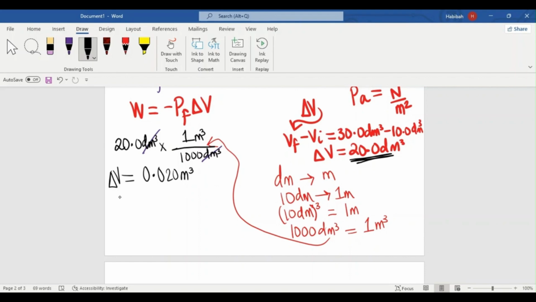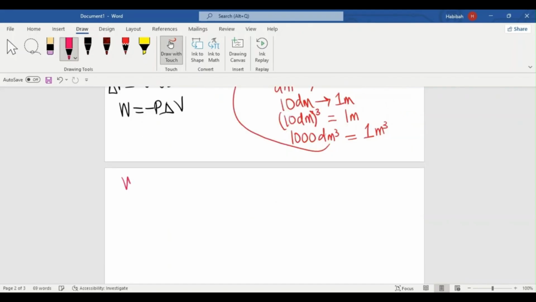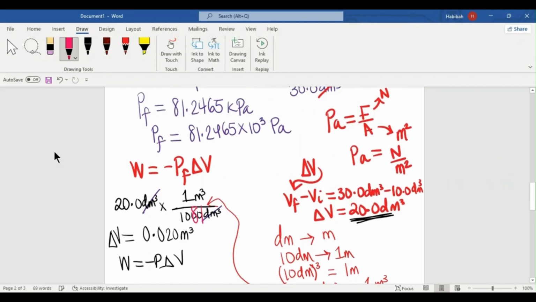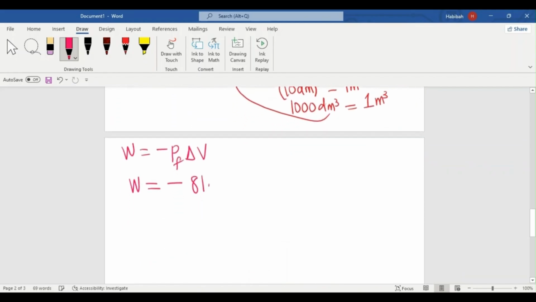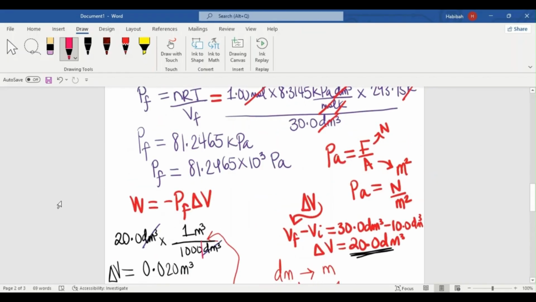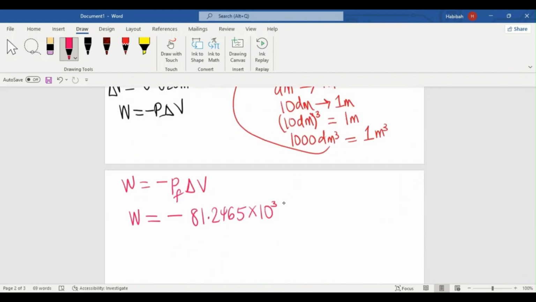So hence, work done here, that we know it to be negative P final, change in V. So that will be work done equals negative 81.2465 times 10 to the power 3 Newton per meter squared. Okay, don't forget that's what Pascal is, times change in volume, which is 0.020 meter cubed.